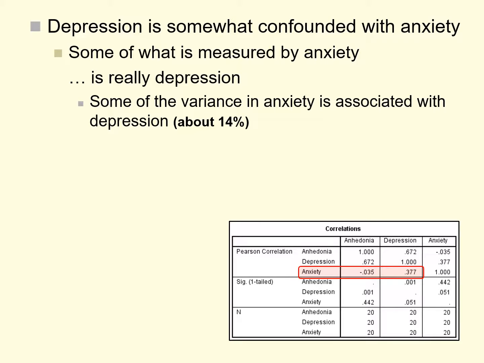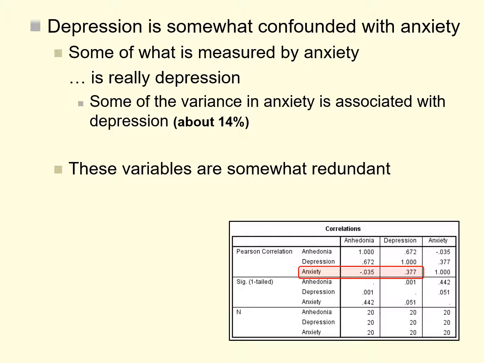Some of what we're measuring and calling anxiety in each person is really depression. The variance in anxiety that's associated with depression is about 14%. You can see here that there's a modest correlation between the two of them, about 0.4 or so, and we could square that and get an r squared to describe the coefficient of determination between those two variables.